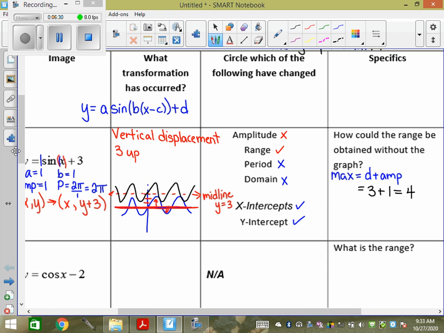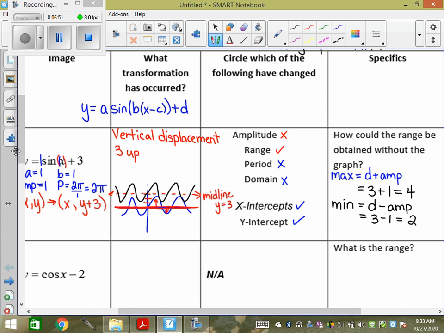And how do I find my minimum? Take that midline, the D, and I subtract my amplitude. So I'm going to get 3 minus 1, which equals 2. That's a distance from 2 to 4. What's that distance? How far is it from 2 to 4? 2. And the amplitude is half of it. So does this make sense?